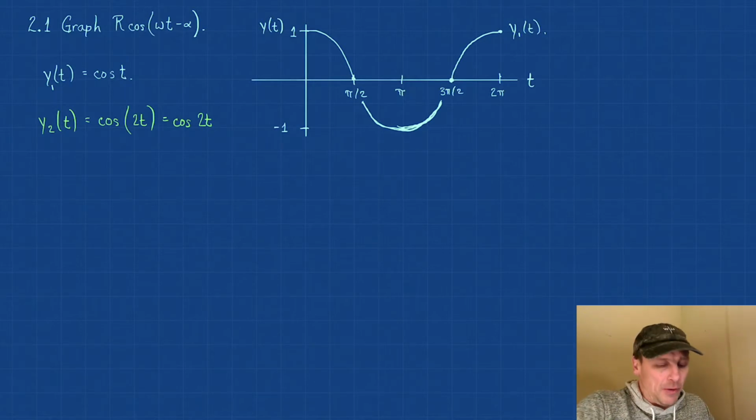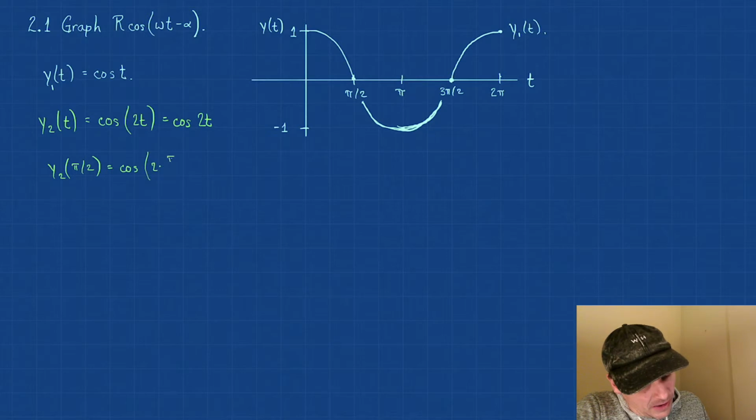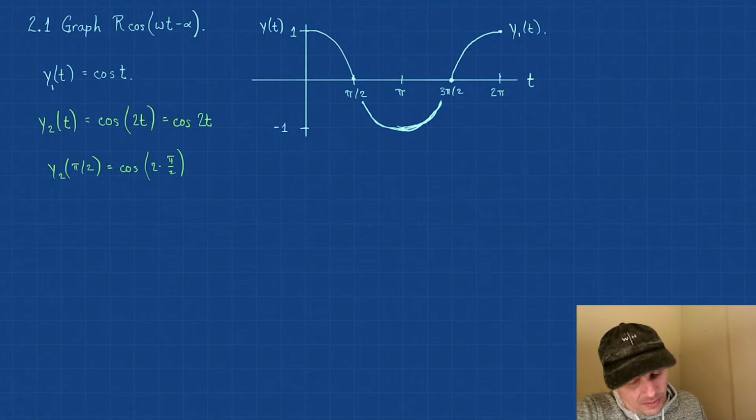Well, think about what happens. Let's just try a few values. Where is y2 of pi over 2? Well, this becomes the cosine of 2 times pi over 2. Well, that's the cosine of pi. Well, the cosine of pi, oh my, the cosine of pi is all the way down here at -1. But now it's happening at pi over 2. So at pi over 2, I'm already at -1.